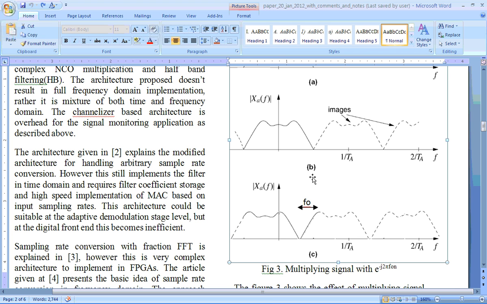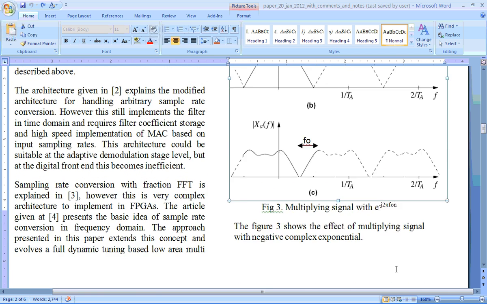Okay, so what we are trying to highlight is that multiplication by e power minus j 2 pi f naught n moves the spectrum towards the left. If you multiply by e power j 2 pi f naught n, the spectrum will move towards the right. This is a very simple Fourier transform property.